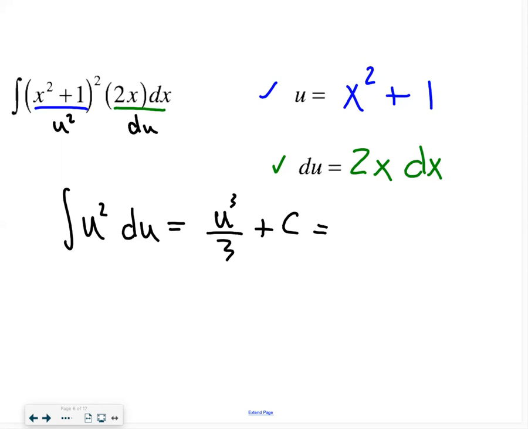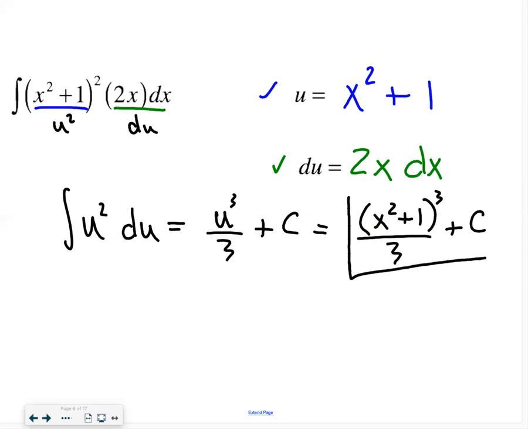And your last step, I think it was step 5, just said plug in your original variables, your original function in for u. So now that I have the antiderivative, instead of u to the third, I can plug this back in and say (x squared plus 1) to the third over 3 plus c. So it's like swapping out and then swapping back in.